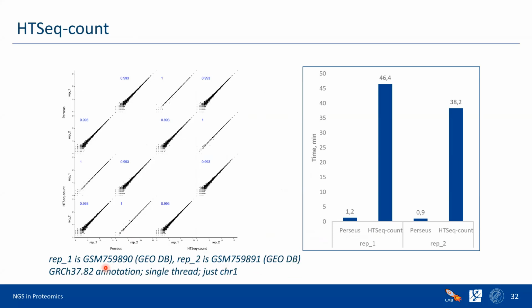But we can take a few samples which you can access from the GEO database and analyze them with a single thread. I just analyzed chromosome 1 for simplicity, and I found a really nice correlation between replicates within the software, and almost the same results between Perseus and HTSeq-count between the same replicates, as you see here.